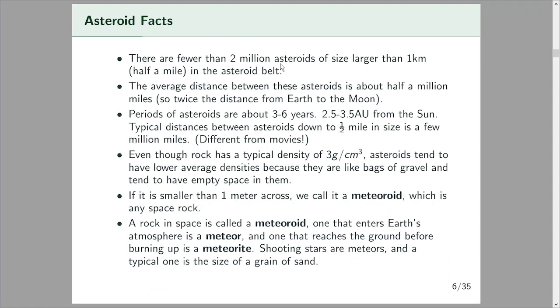So, some asteroid facts. There are fewer than 2 million asteroids larger than 1 kilometer, roughly half a mile, in diameter in the asteroid belt. It's hard to keep track of the ones that are a lot smaller because they're hard to see. The average distance between these asteroids is about 500,000 miles. So for an object that's half a mile in diameter, they're 500,000 miles apart. That's twice the distance to the moon. They're really spread out. Their periods are in the range of 3 to 6 years. Their distance from the sun is about 2.5 to 3.5 astronomical units. Remember, Mars is about 1.5 and Jupiter's about 5, so they're in the middle somewhere.